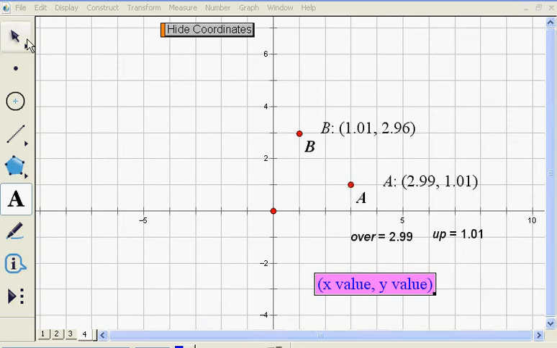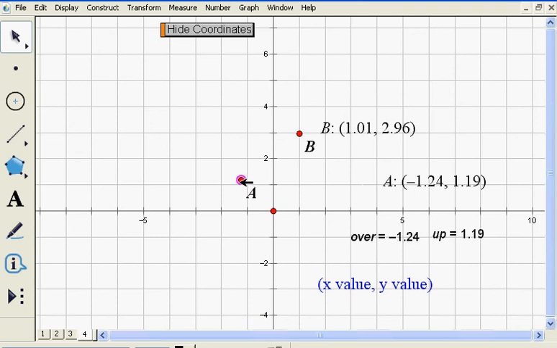And if we have negative numbers, my over value would be a negative, but my up value is still up above, so it's a positive value. So my value is at -1 approximately. It's to the left of my y-axis, but it's still up, so it's a +1. If it was down here, I'm to the left, so I have a negative over value, which is -1.03, and I'm also below the line, so I have to have a -1.83.